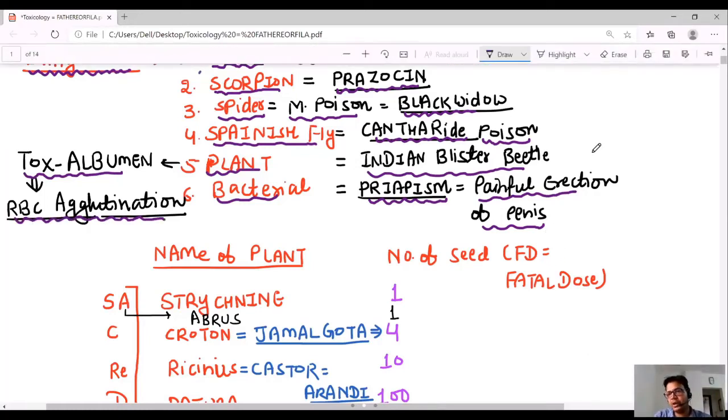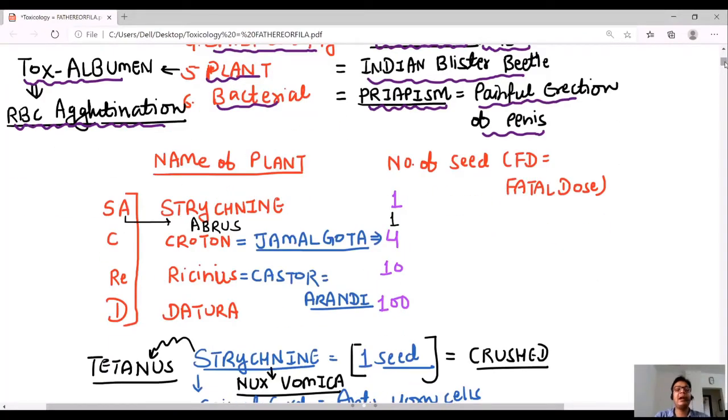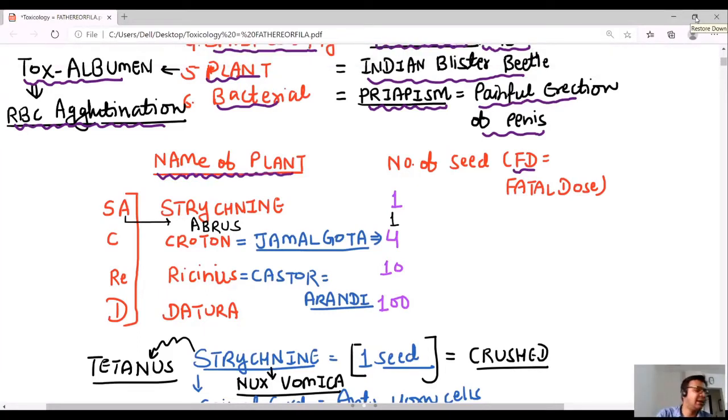Mechanism of toxalbumin is RBC agglutination. Now we'll discuss plant poisons. Wherever I write down FD, that will be fatal dose. Here, plant toxins produce toxalbumin. Mechanism of toxalbumin is RBC agglutination. Name of the plant and number of seeds as a fatal dose.